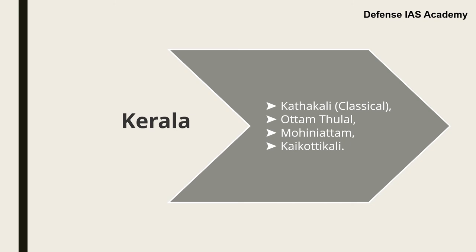And then we have the Ottam Thullal and the Kaikotti Kali also as the folk dance forms of Kerala. Ottam Thullal dates back to the 18th century, and it is said to be created by a famous Malayalam poet, Kalekattu Kunjan Nambiar, and it is a group dance performed wearing makeup and a vibrant costume. The dancer usually narrates a story based on mythology. Okay, so that is the Ottam Thullal.